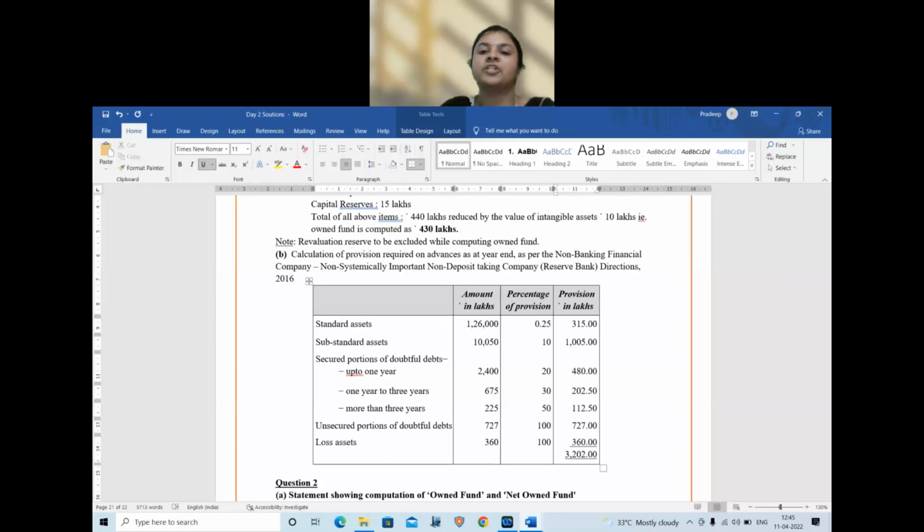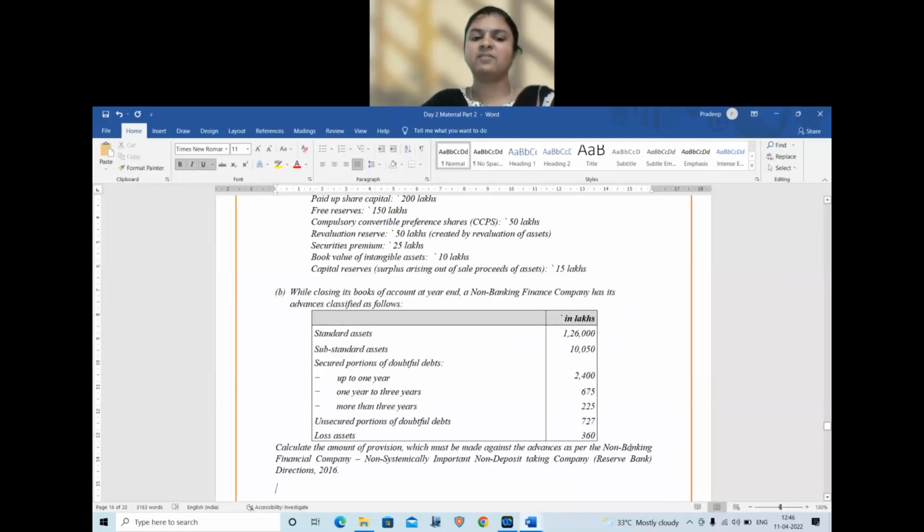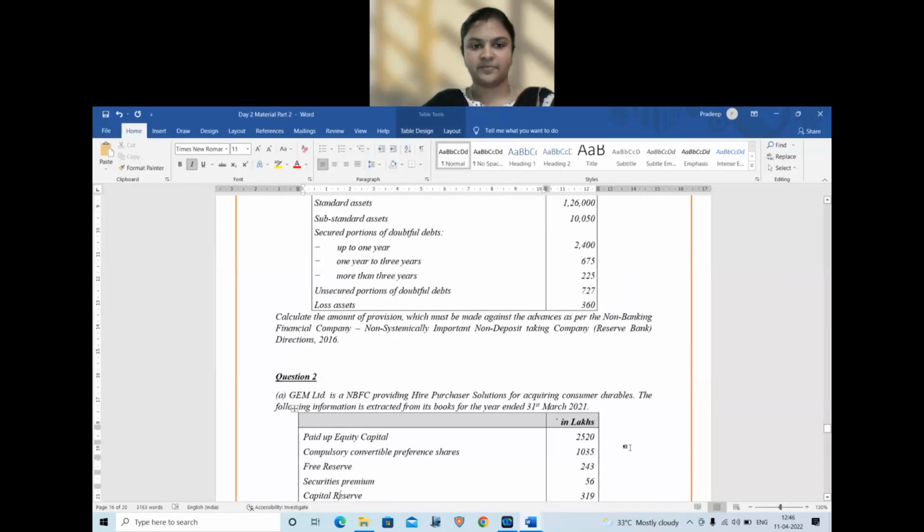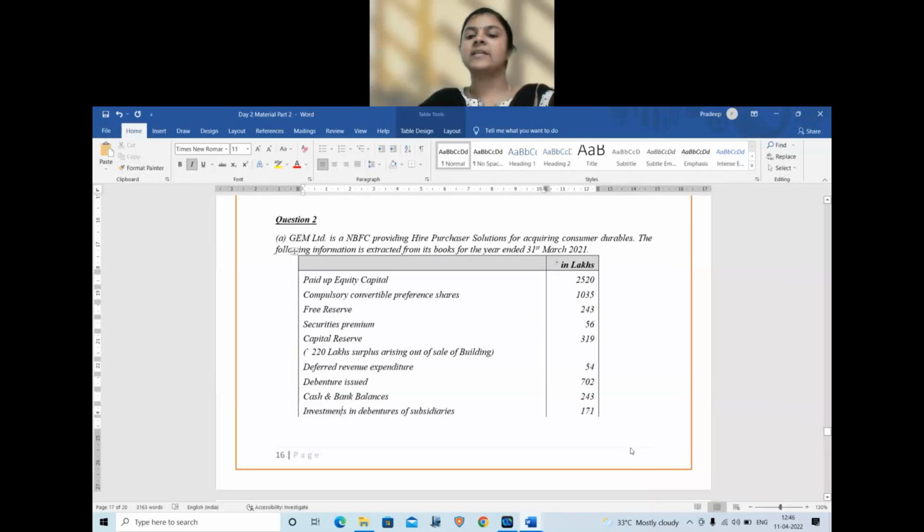So your provisions will be 315 for standard, 1005 for substandard, secured up to 1 year, then 20% 480, 1 to 3 years 202.5, and for more than 3 years 112.5. Unsecured portion fully written off 100% 727. Loss assets fully written off 360, giving you a final answer of 3202. NBFC will always be a simple question, don't worry. I hope the answers are clear. 3202.